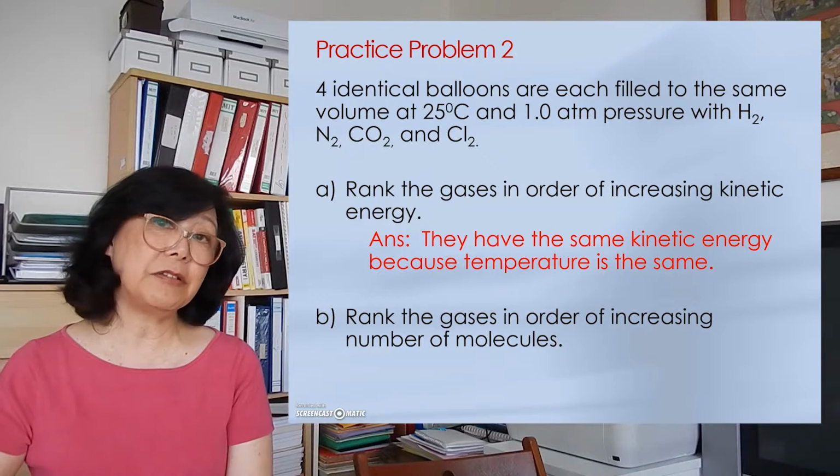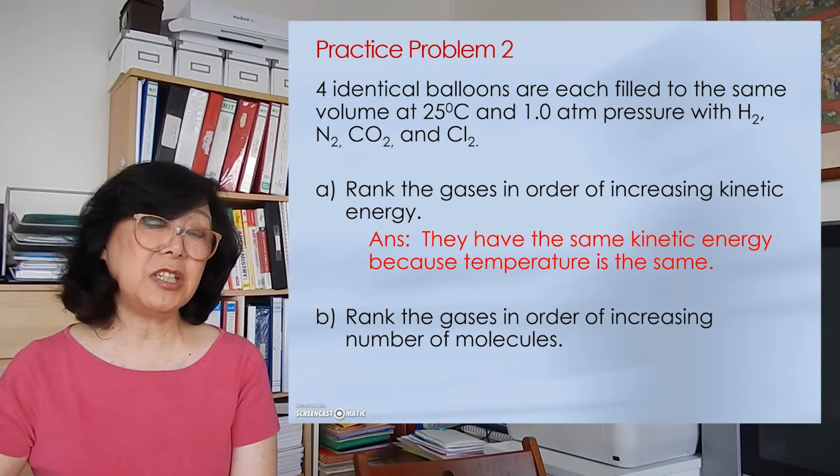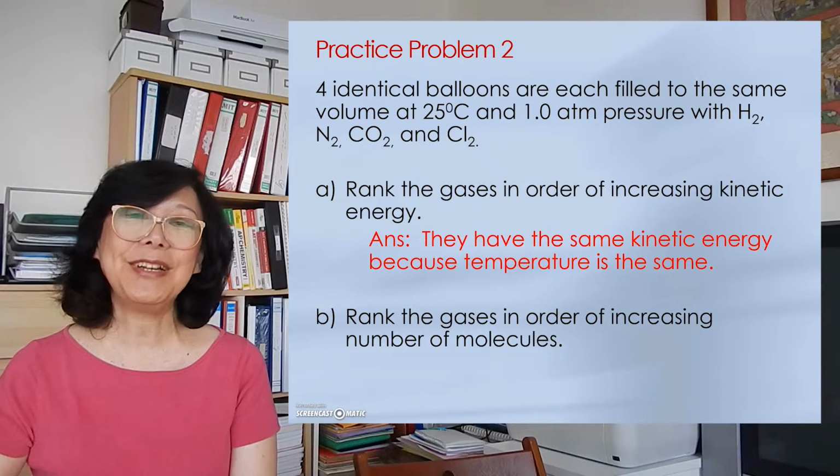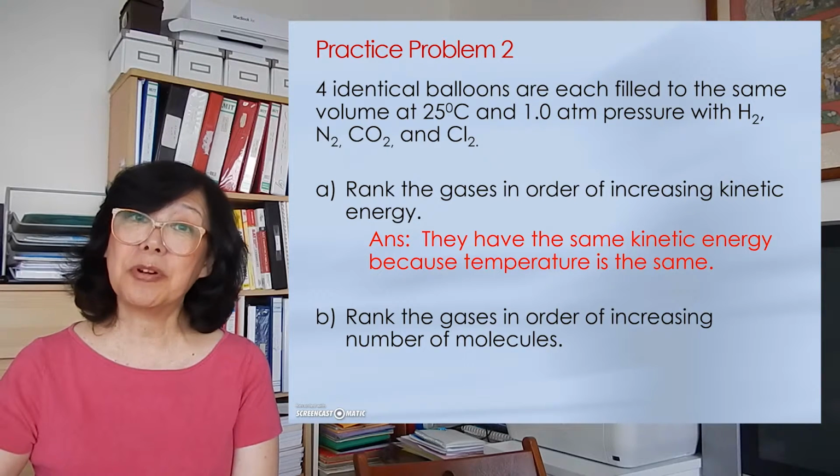Next question says, rank them in order of increasing number of molecules. Going back to the ideal gas law, PV equals nRT. If P, V, and T are the same, and R is the same, that means n, the moles of molecules, are the same. That means they have the same number of molecules.